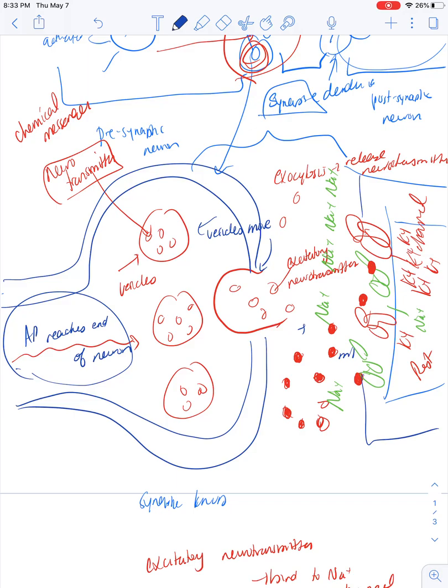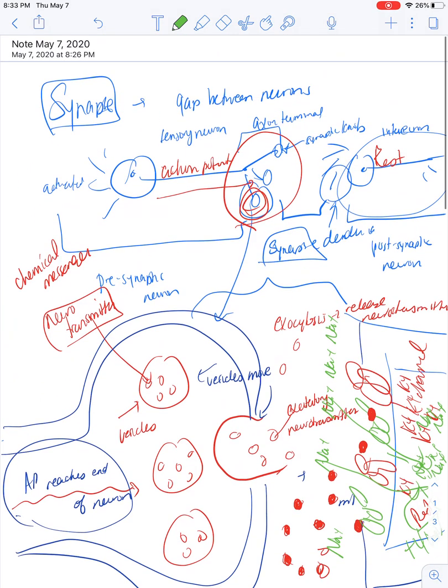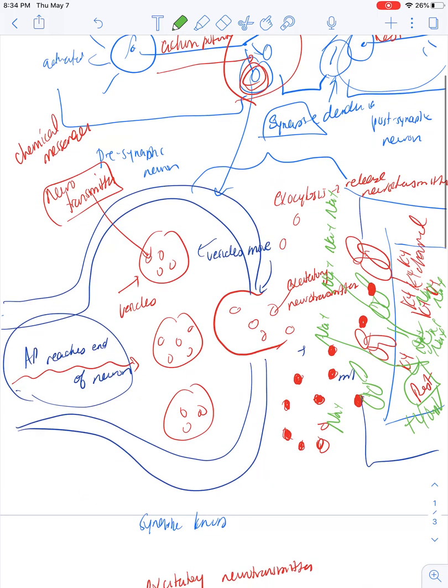And so now that that channel is opened, sodium rushes in. And guess what? The action potential continues, right? Because all of a sudden, all this sodium and potassium are in there. It was at rest, but now it's at positive 40 millivolts, and the action potential continues from the presynaptic neuron to the postsynaptic neuron, right?